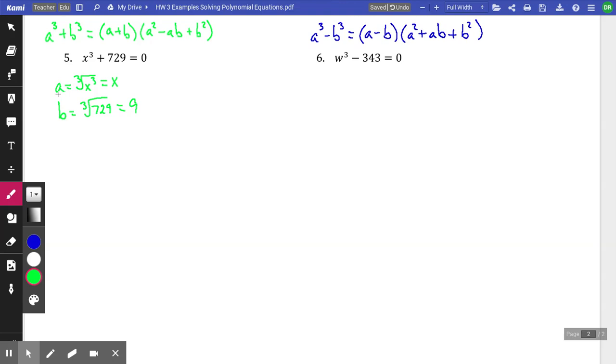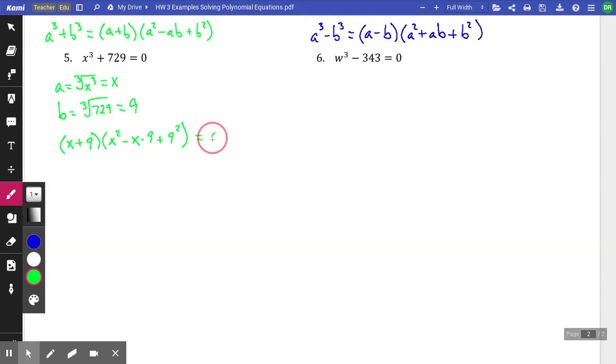So now that we know the values of a and of b, I just need to plug them into this formula here. So let's go ahead and give this one a try. A plus b is going to be x plus 9. And then a squared is going to be x squared. Minus ab, we get minus x times 9. And then plus b squared is going to be plus 9 squared.